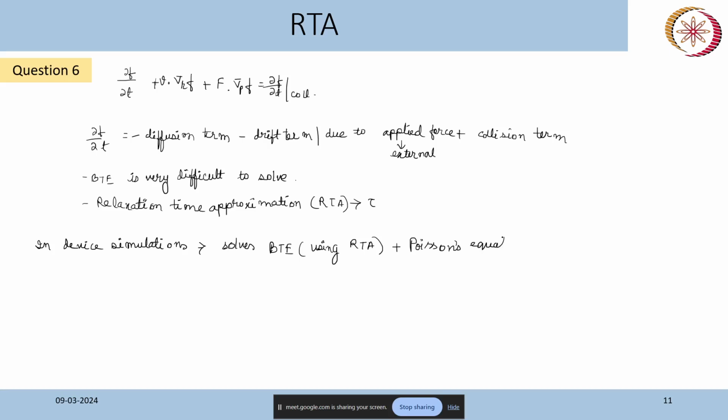Now, to solve this, what assumptions are generally made? Here we consider the equilibrium: the distribution function is f, and the equilibrium distribution function is denoted by f naught.